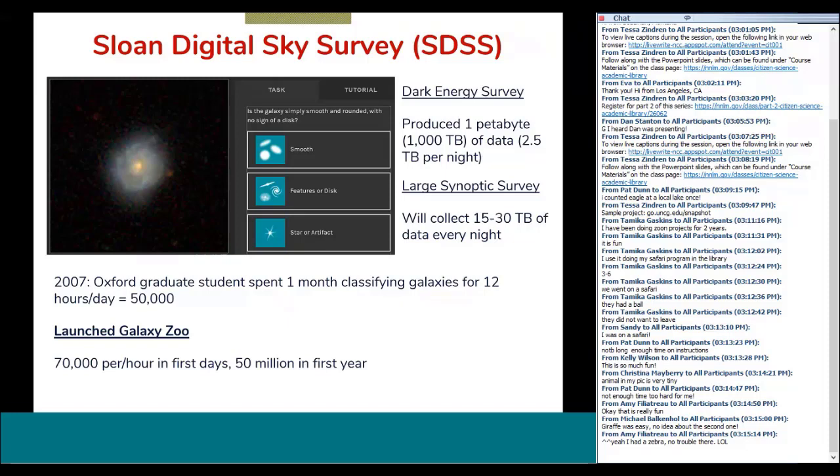So the initial images of 900,000 galaxies from SDSS were being classified by only a handful of people at Oxford, including a graduate student, Chris Lintott. Lintott calculated that one graduate student classifying images for 12 hours per day could only classify about 50,000 images over 1 month. He also realized that it really didn't take years of studying astrophysics to recognize a galaxy's type by its shape and structure.